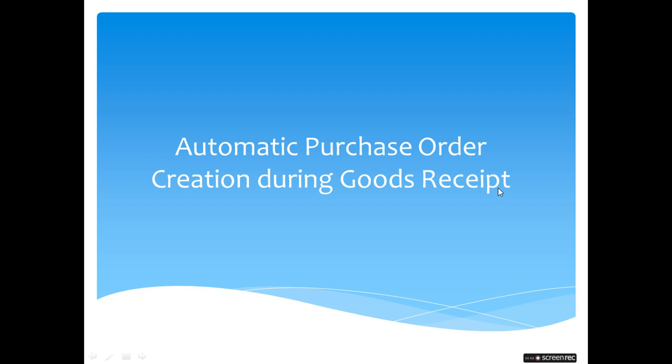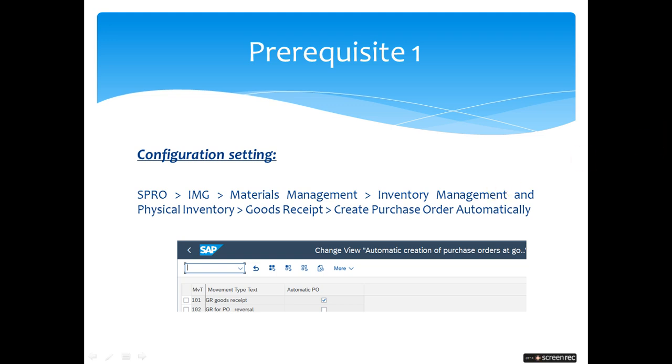To perform this automatic purchase order creation scenario, there are some prerequisites that must be fulfilled. So what are those prerequisites that we'll check? The first prerequisite is that to create a purchase order automatically during goods receipt, we need to maintain one configuration setting. If we go to the configuration path SPRO, IMG, then under Materials Management go to Inventory Management and Physical Inventory, there you will get Goods Receipt. Under Goods Receipt we have one configuration node available, Create Purchase Order Automatically.